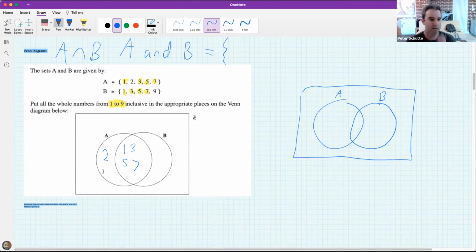Who else has some answers? Someone said 2 goes in A, and B is 9. Yeah. So we know that 2 is only in A, but it's not in B. We know 9 is only in B and not in A.